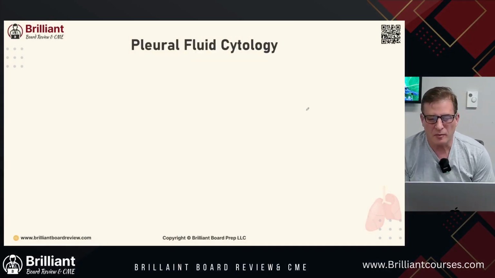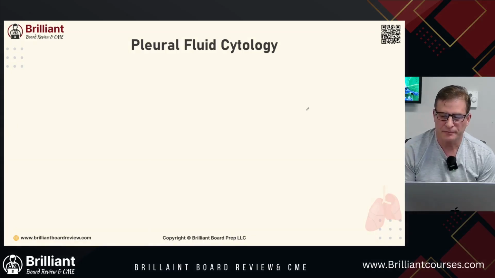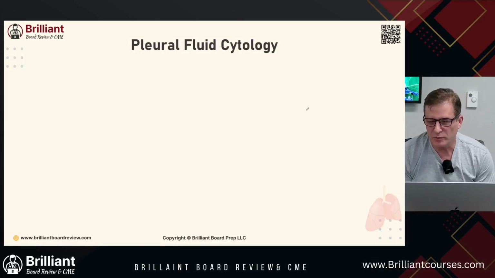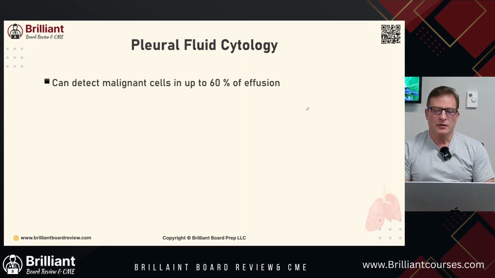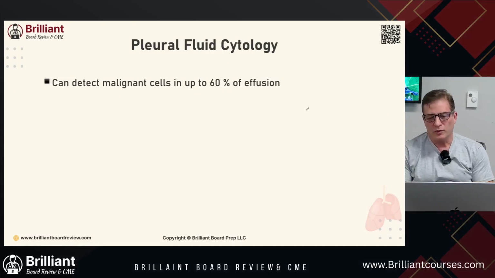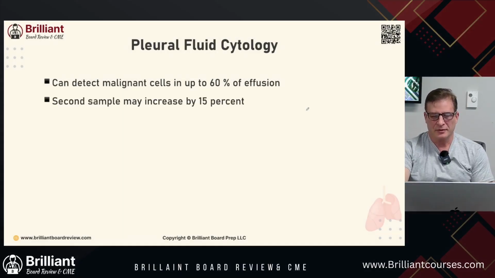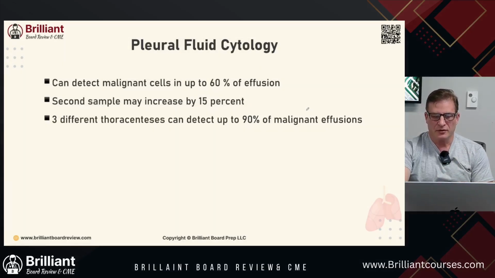Now let's talk about pleural fluid cytology. Now this is a good board question. It's a good real life question too. So when we pull that fluid out, we can detect malignant cells up to about 60%. Second sample may increase by about 15%. Three different thoracenteses can detect up to 90% of malignant effusions.